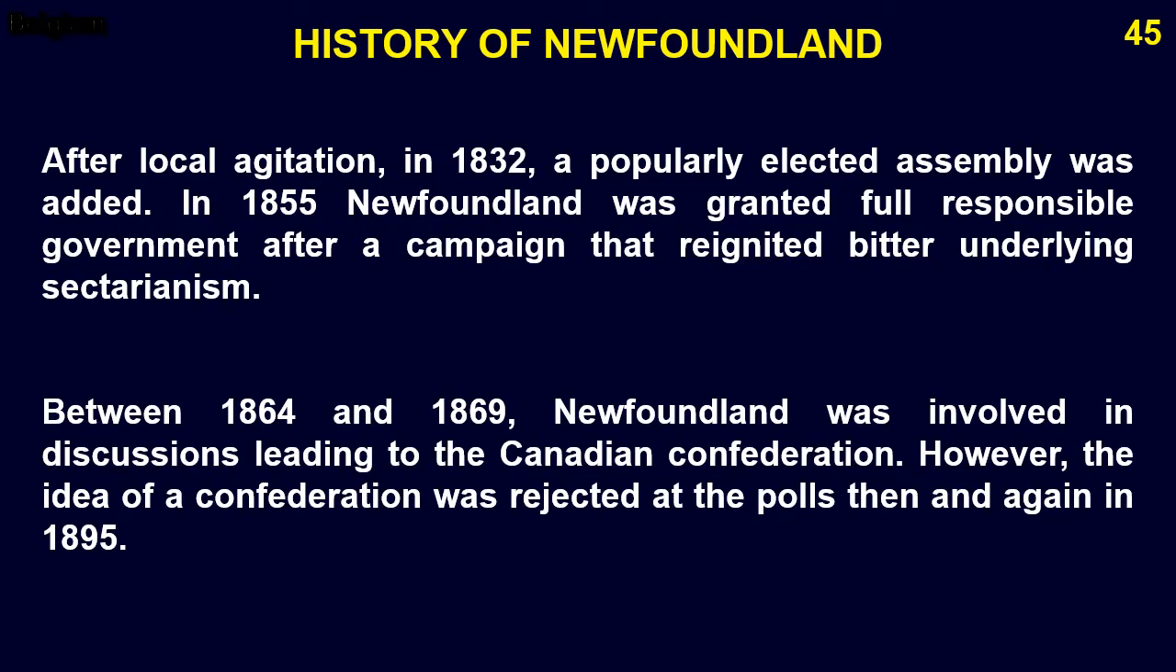After local agitation, in 1832, a popularly elected assembly was added. In 1855, Newfoundland was granted full responsible government after a campaign that reignited bitter underlying sectarianism. Between 1864 and 1869, Newfoundland was involved in discussions leading to the Canadian Confederation. However, the idea of a confederation was rejected at the polls then and again in 1895.